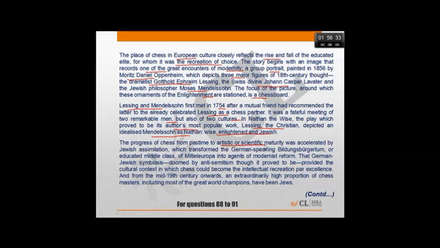pastime to artistic and scientific maturity was accelerated by Jewish assimilation, which transformed the German-speaking, educated middle class of Mitteleuropa into agents of modernistic reform. The German-Jewish symbiosis, doomed by anti-Semitism though it proved to be, provided the cultural context by which chess could become intellectual recreation par excellence. And from the mid-19th century on, the extraordinary chess masters, including most of the great world champions, have been Jews.